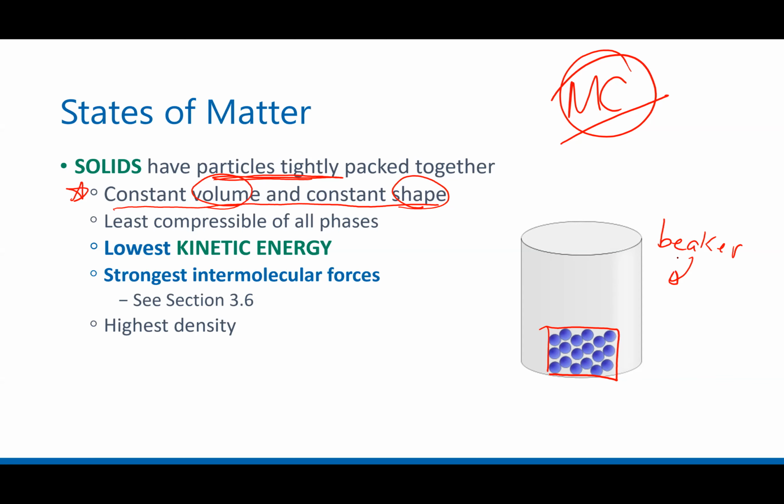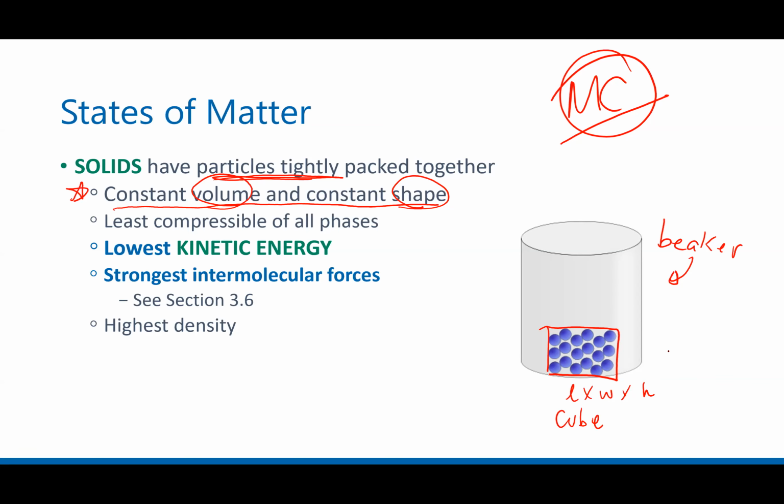So solids have a constant shape. They also have a constant volume. So if this was a cube, the volume would be length times width times height, and it's constant. The volume of that cube does not change.